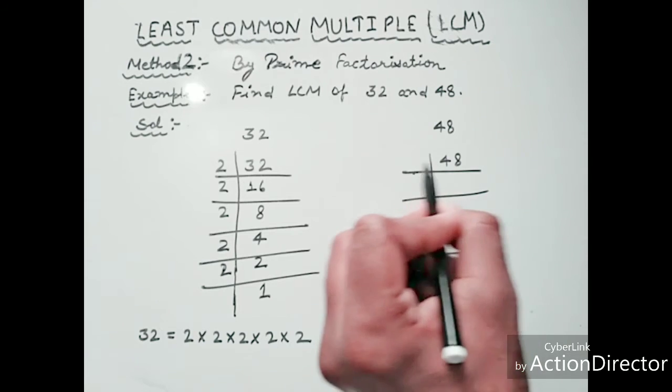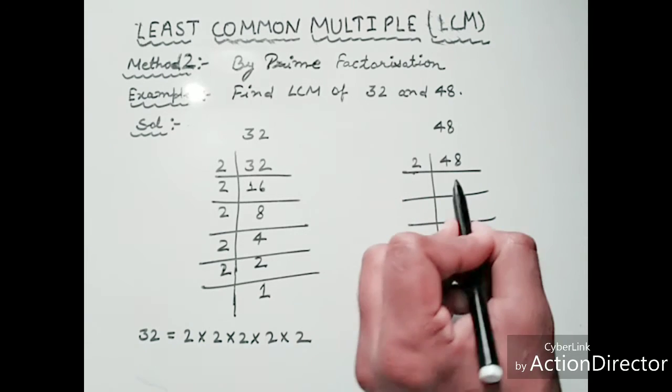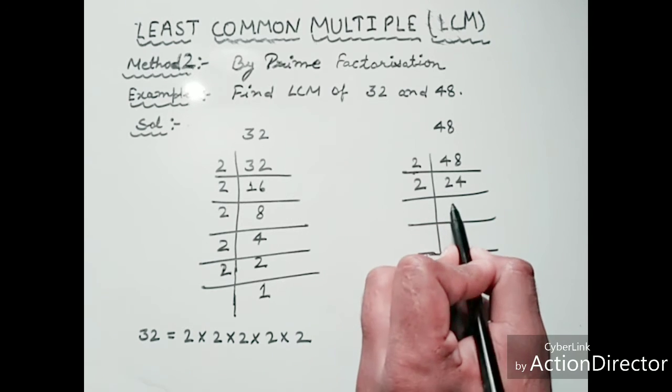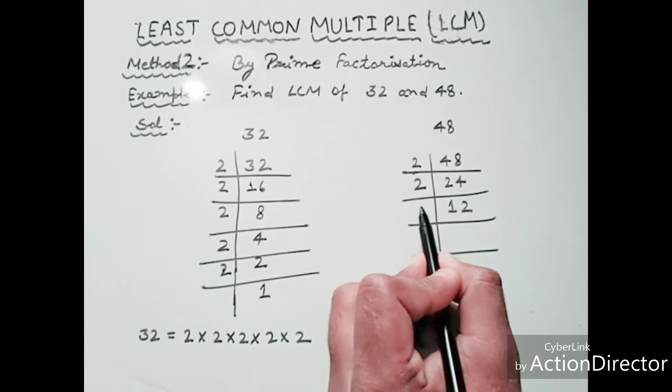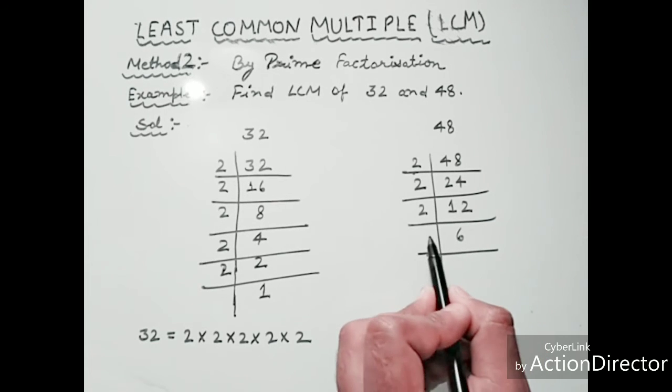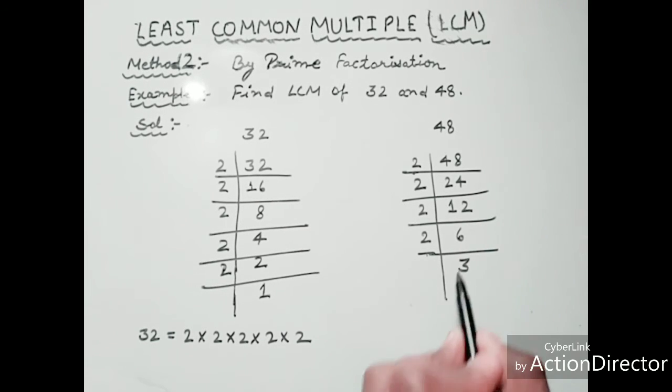48. First we divide this 48 by 2. 2 2s are 4 and 2 4s are 8. Again divide by 2. 2 1s are 2, 2 2s are 4. Again divide by 2. 2 6s are 12. Again divide by 2. 2 3s are 6.